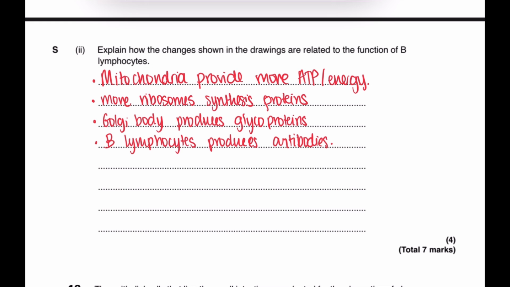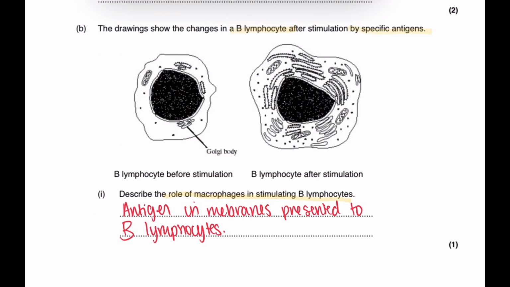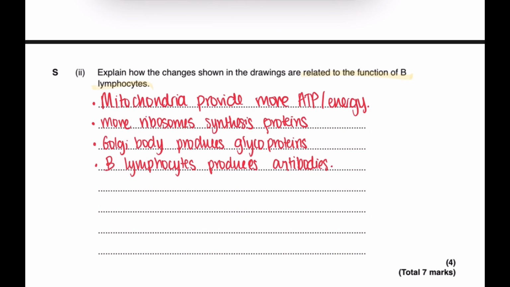Part two: Explain how changes shown in the drawings are related to the function of B lymphocytes. If you look into the drawings, we can see an increase in Golgi apparatus. Here we see one mitochondria, while here we see much more. And we also see an increase in ribosomes. So these are the three things we are talking about. This is sometimes as simple as just cell structure. Just see any of the differences, and that's what we're going to talk about.